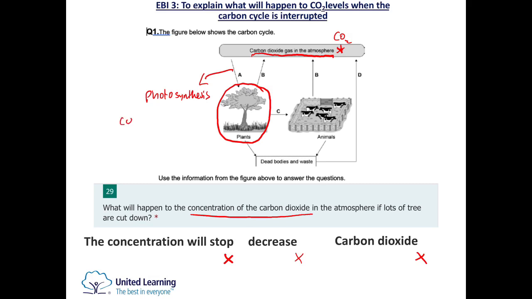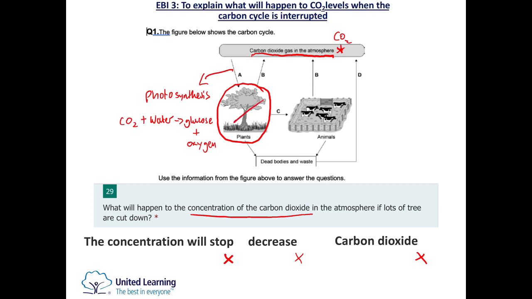Now, photosynthesis is important because it uses carbon dioxide in order for the plants to create glucose and oxygen. So carbon dioxide plus water, and then you will get glucose and oxygen. So it's very important. It takes in the carbon dioxide.